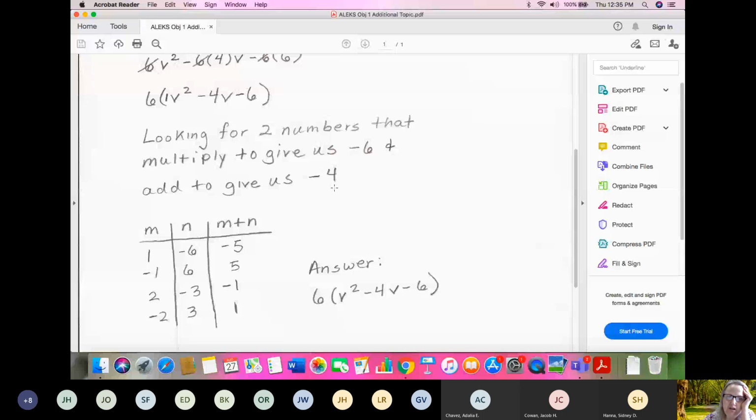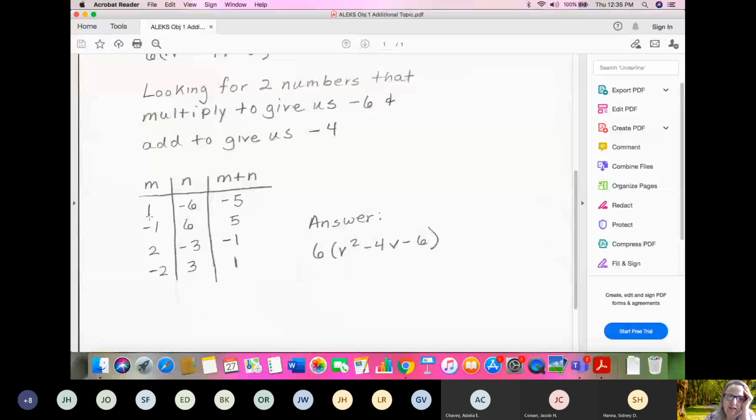Now let's change the signs. 1 is positive here, so let's make it the opposite sign, negative. Let's make this negative 1. The opposite of negative is positive, so let's make this positive 6. When we add those together, negative 1 plus 6, we get 5. That is not negative 4. Keep going.